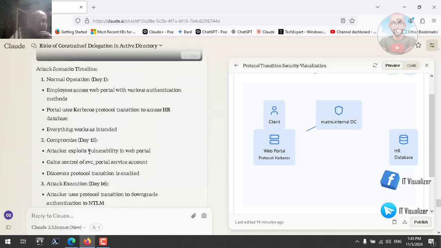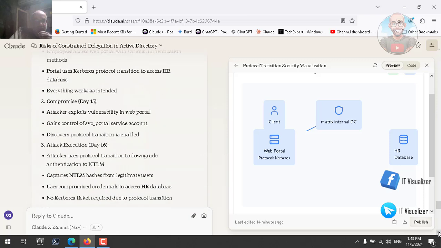Compromise, day 15: the attacker exploits a vulnerability in the web portal, gains control of the SVC portal service account, and discovers protocol transition is enabled. Let's see how this attack will be done. The attacker uses protocol transition to downgrade authentication to NTLM, and captures NTLM hashes from legitimate users. So here he is downgrading.